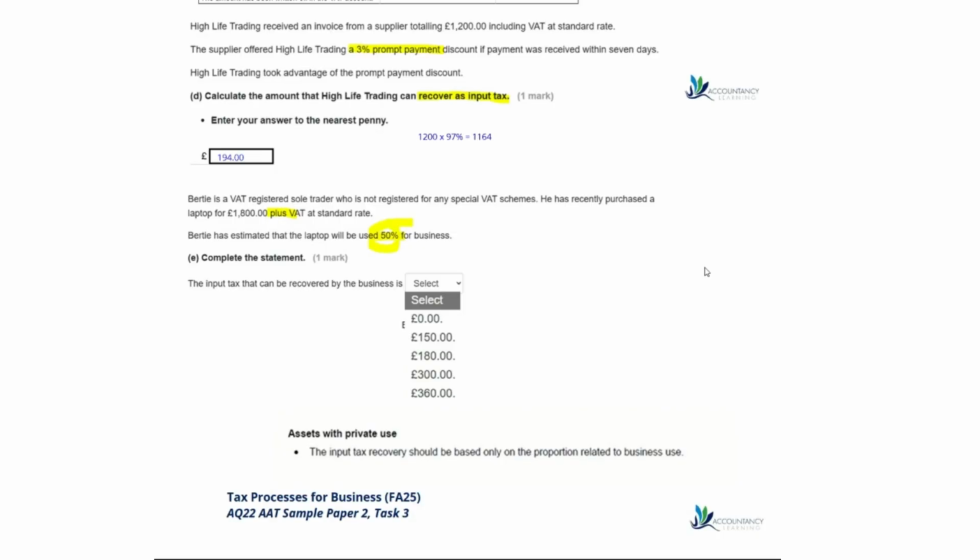So 1,800 is the net amount this time. So read the question carefully. It is the net amount. So to work out the total VAT is times it by 20%, but we're only taking 50% of that. We can only recover 50% of that. So we will divide it by 2 to get 180. And that brings us to the end now of task 3.